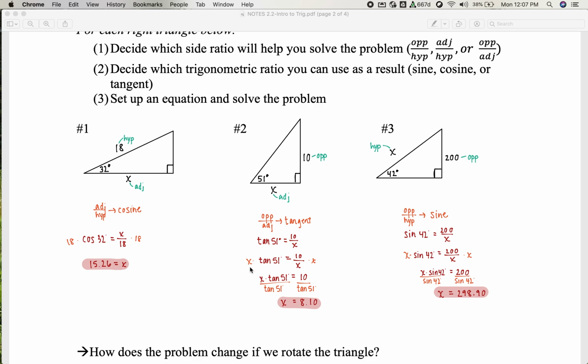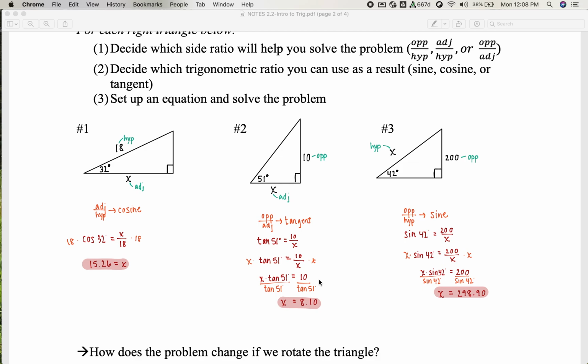Notice my x ends up being multiplied over here on the left by tangent of 51. That's no problem though. I can undo multiplication with division. So if I now just divide both sides by the tangent of 51, I can go to my calculator and type 10 divided by tan 51, and I should get the correct answer, 8.10.